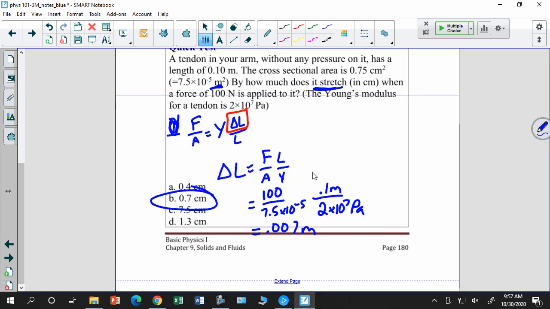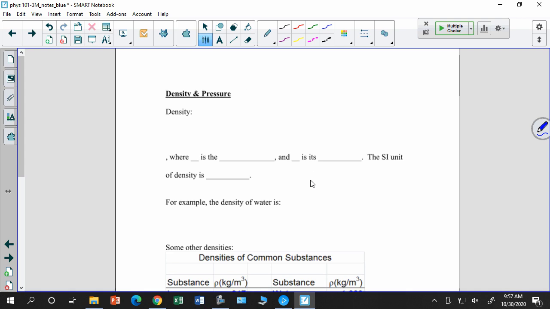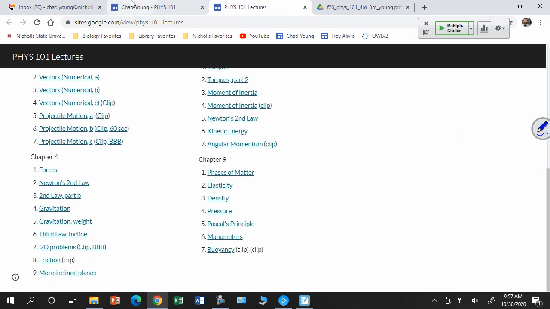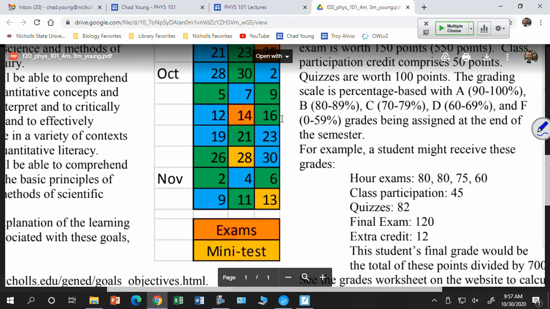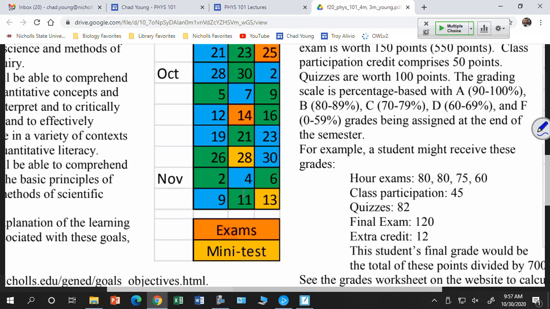All right, let's look at density and pressure. You have a lab on density and pressure this week. It's posted. Yeah, that lab is due on the 11th.